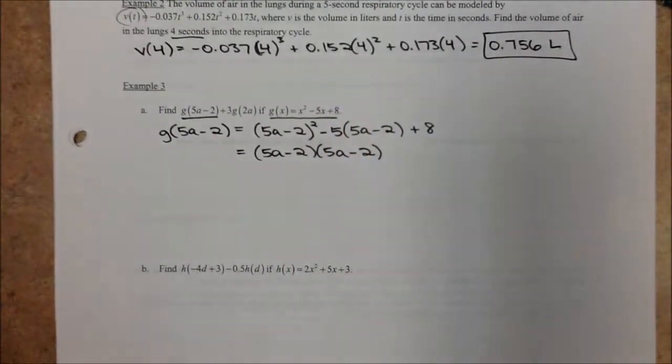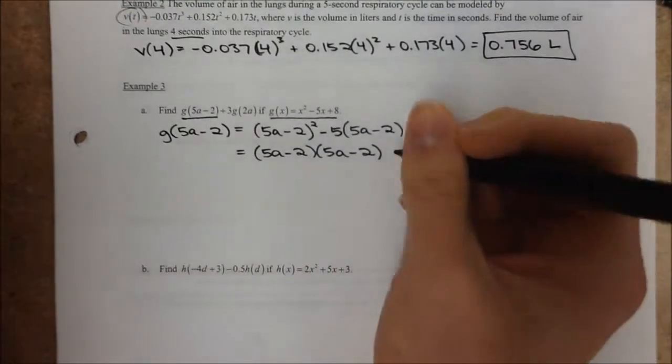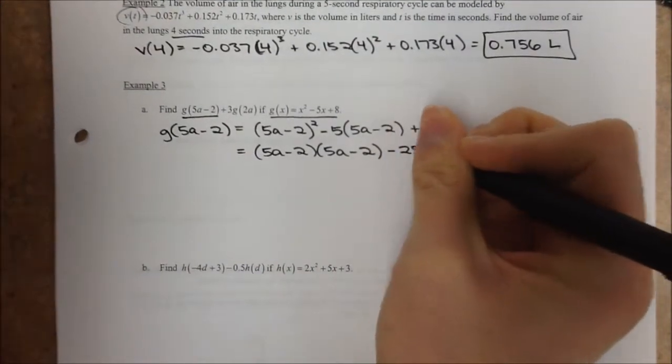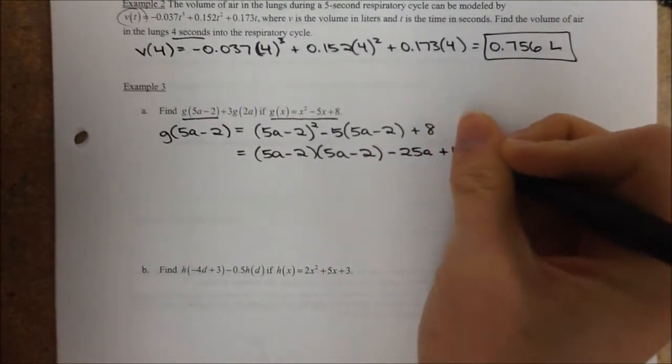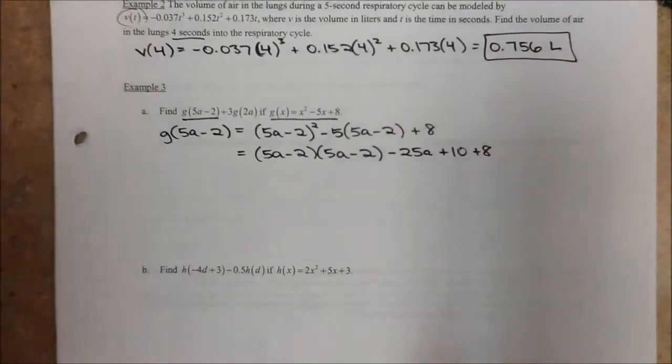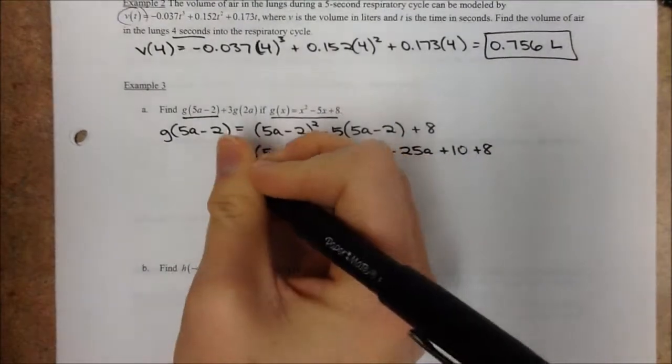Okay, and let's work on simplifying the rest of this. Here I'm going to distribute a -5. So -5 times 5a gives me -25a. And then -5 times -2 gives me a +10. And then don't forget I've got that +8 hanging on the end. Okay, so let's FOIL and then simplify everything up.